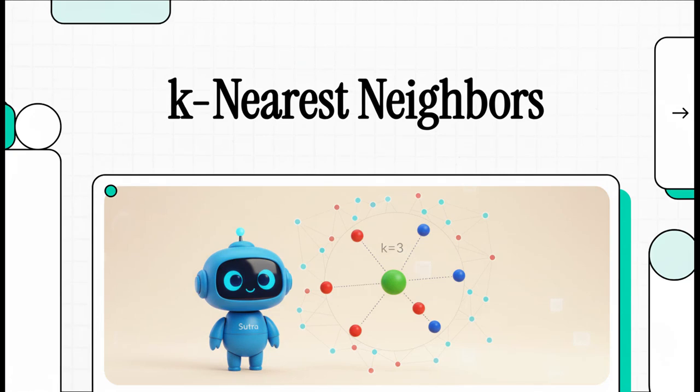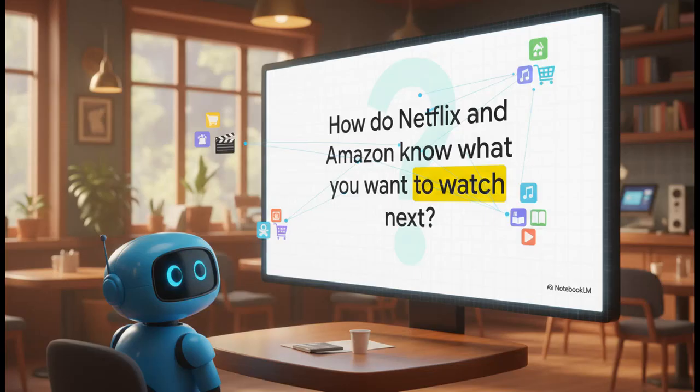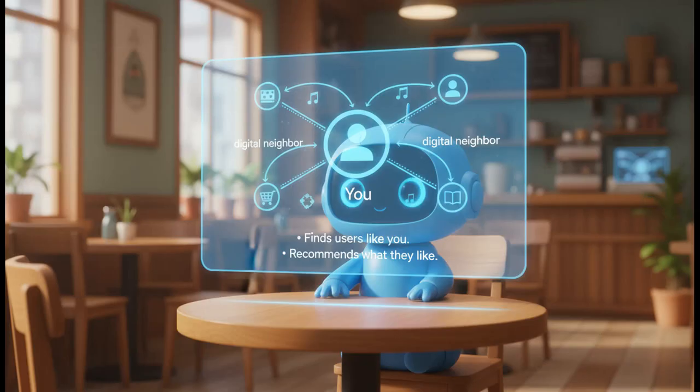Let's dive into K-nearest neighbors. It's one of machine learning's simplest, yet most powerful algorithms. You know how Netflix and Amazon just know what you want? Well, the answer is surprisingly simple. It's all about your digital neighbors. The system just finds users who are like you.